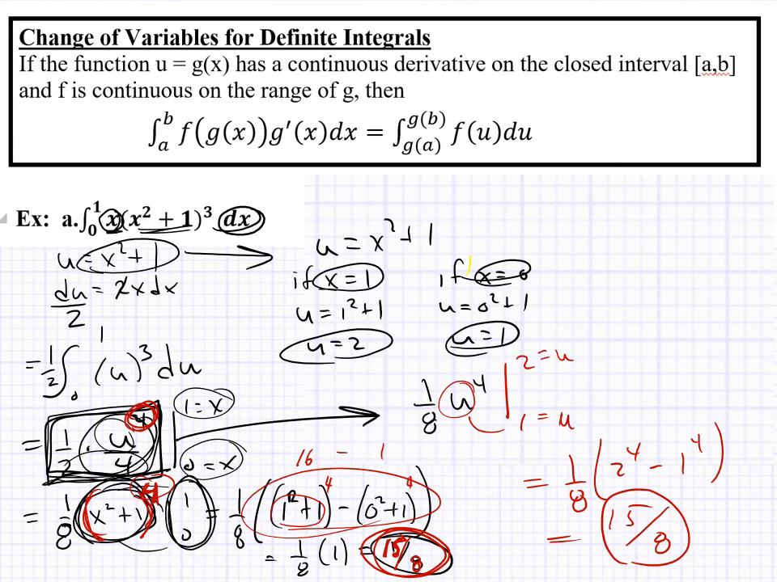I don't think I like doing it this way as much. I think students don't like doing this way as much because you're so used to your basic rules of substitution, where you go to u and then you go back to x. But either way, it works. Right? You decide what works best for you.